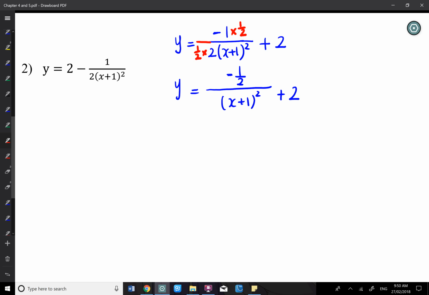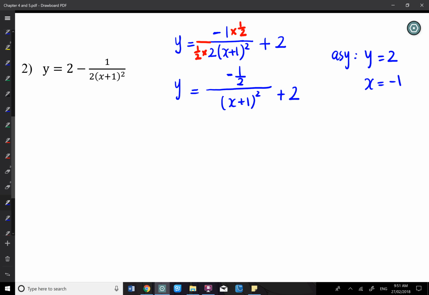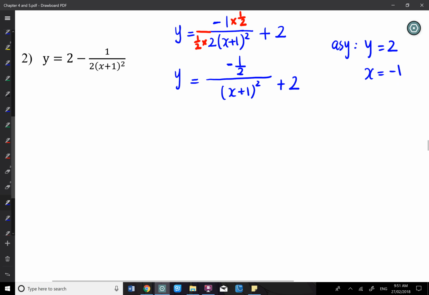So that's the standard form equation we will have. And then we can start to look at the asymptotes. So the asymptotes must be y equals 2 and x equals -1. Well, I don't need to solve. I can easily see it because x plus 1 equals 0, x must be -1. So x equals -1 will be the asymptote. Okay, when we have those two asymptotes, we can sketch the graph.